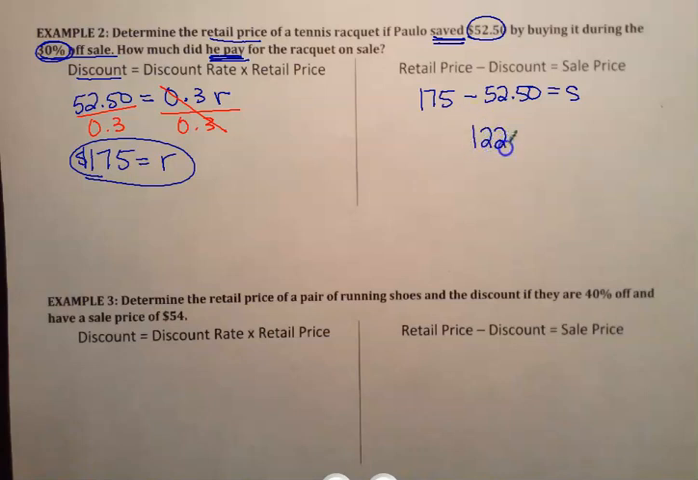Okay, it's 122.5. We're talking about money, so you need the 0 and you need a dollar sign. It's $122.50. Okay, it's how much he paid for the racket. And that was 30% off. Okay, the 30% off sale.